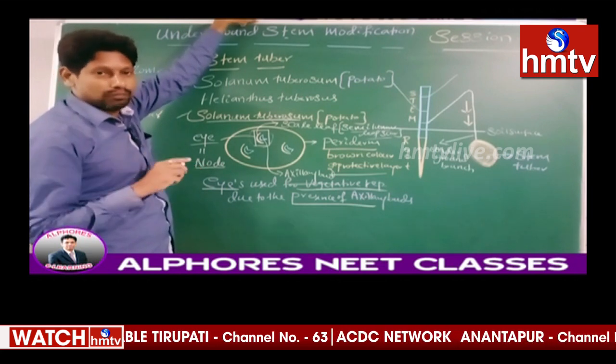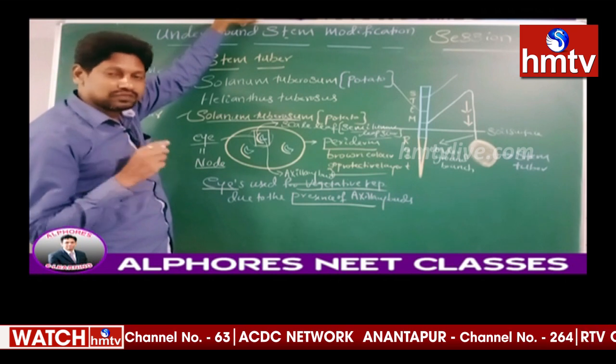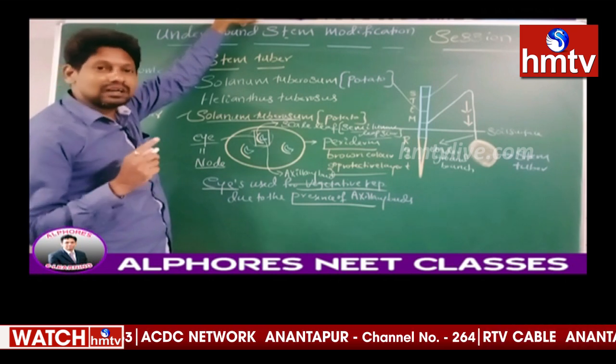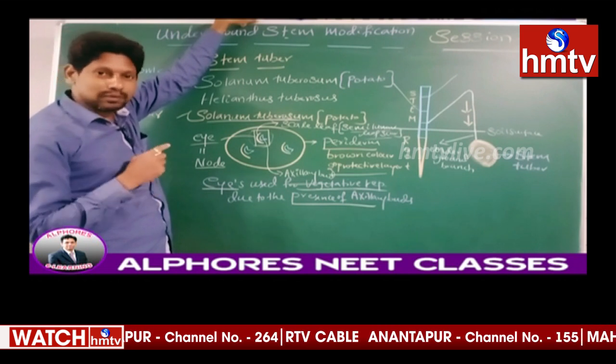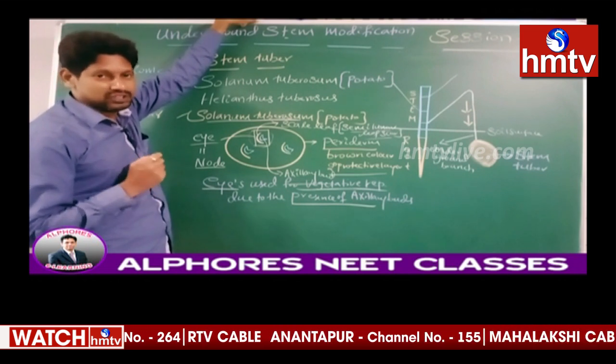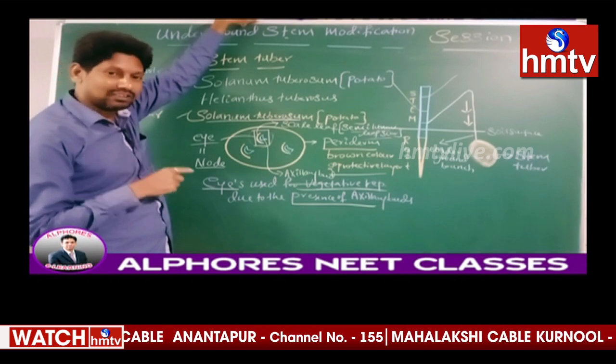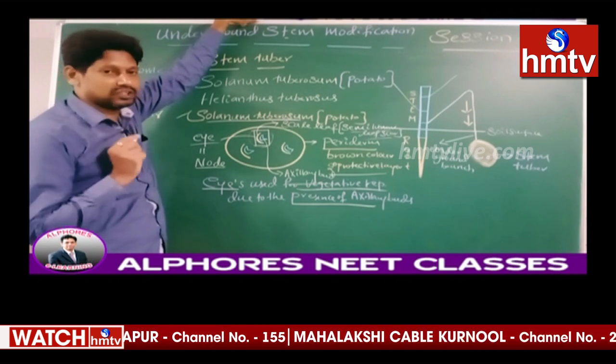Sir, in rhizome, axillary bud is used for vegetative propagation. In corm, axillary bud is used for vegetative propagation. In stem tuber, axillary bud is used for vegetative propagation. In bulb also, axillary bud is used for vegetative propagation.